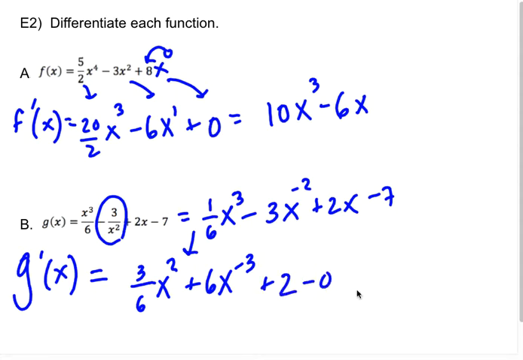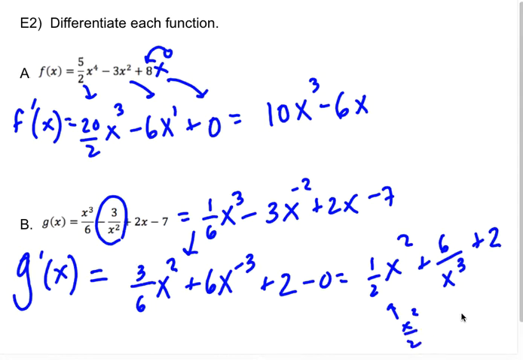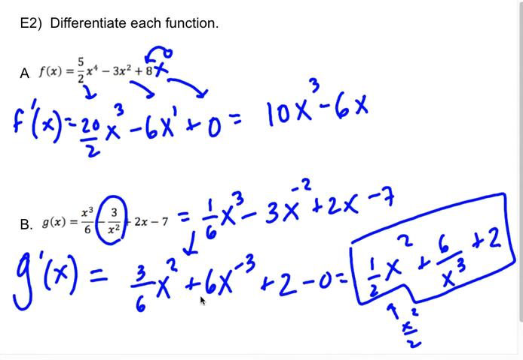minus a 0, right? So I end up getting 1/2 x squared plus, you're probably going to see this as a 6 over x cubed, but it doesn't really matter to me, plus a 2. You might also see this 1/2 x squared as an x squared over 2. Any of those are fine, right? And again, you could leave it as a 6x to the negative 3rd. That would be absolutely fine.